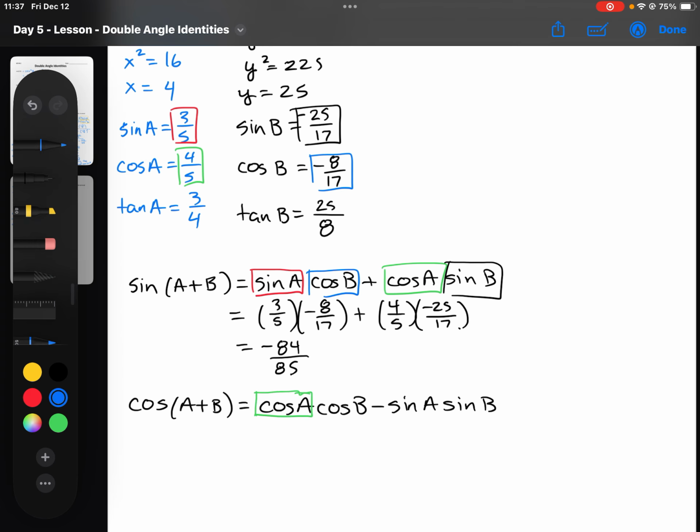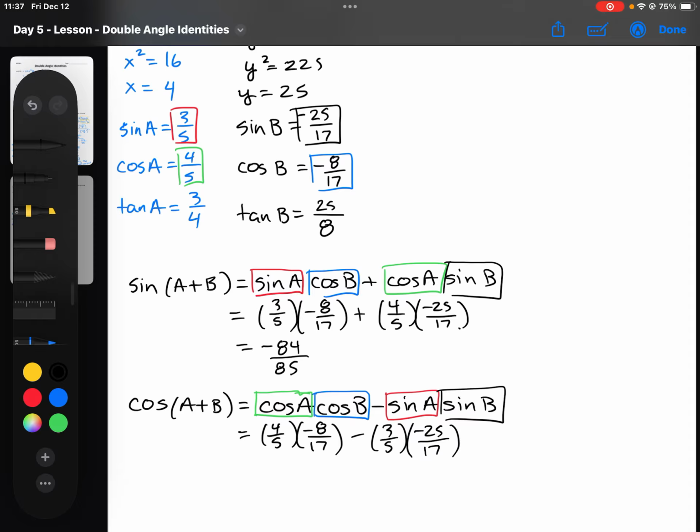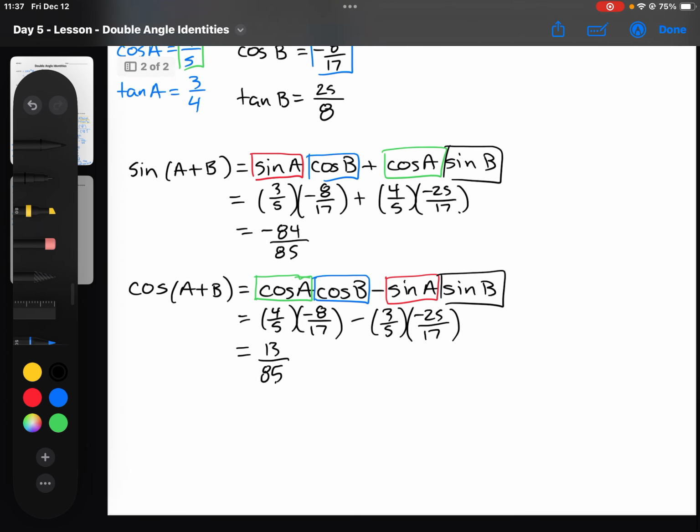So I have cos A, cos B, sine A, and sine B. So cos A is 4 over 5, cos B is minus 8 over 17. Sine A is 3/5, and sine B is minus 15 over 17. When I simplify those together, I'm going to get 13 over 85.